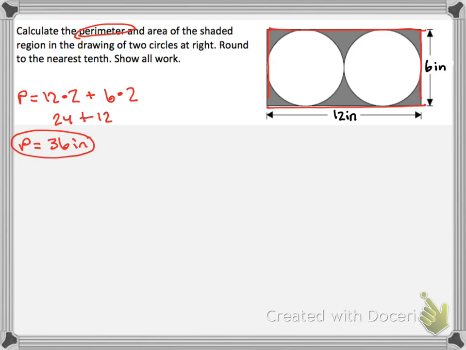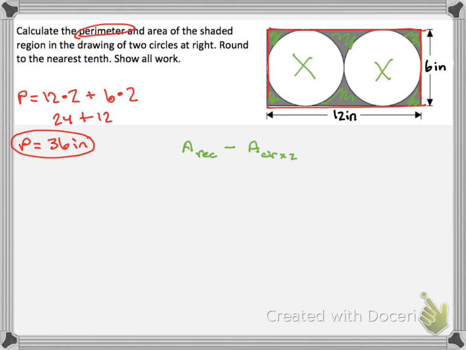Now, the area of the shaded region is a little bit more complex. So basically, I want you to think of this like you have a sheet of construction paper and you're doing a craft, and your construction paper, you're going to cut out these circles. So you're going to do the area of the rectangle minus the area of the circle times 2. And that's going to give you your area of this shaded region that's on the outside of your circles here.